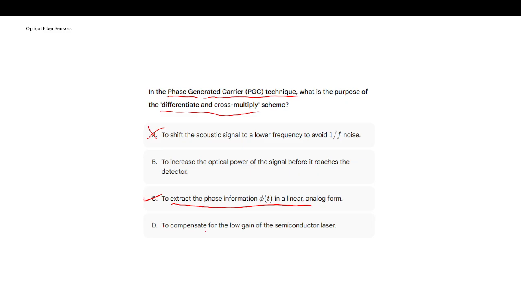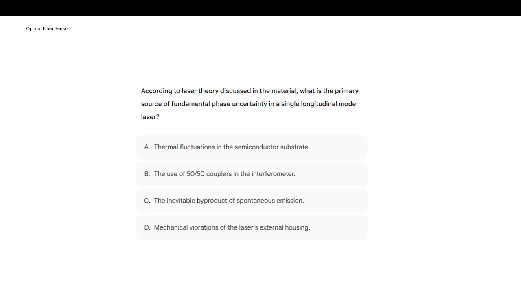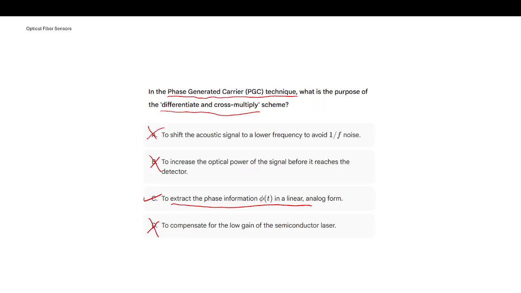Option D, to compensate for a low gain of a semiconductor laser, is not related to this. And also option B, to increase the optical power of the signal before it reaches the detector, is also not correct. The power is not being enhanced, increased, or amplified. Okay, so the correct answer is option C. So it retrieves your linear analog signal.